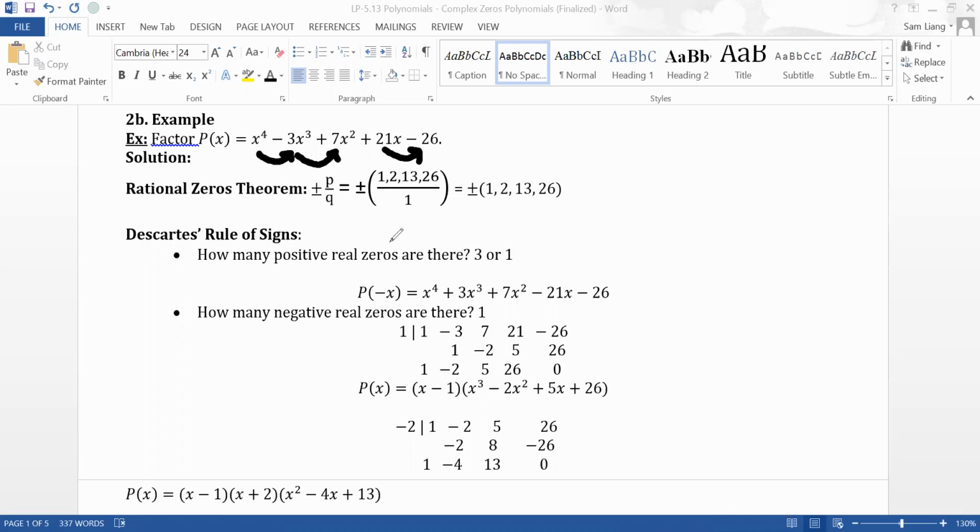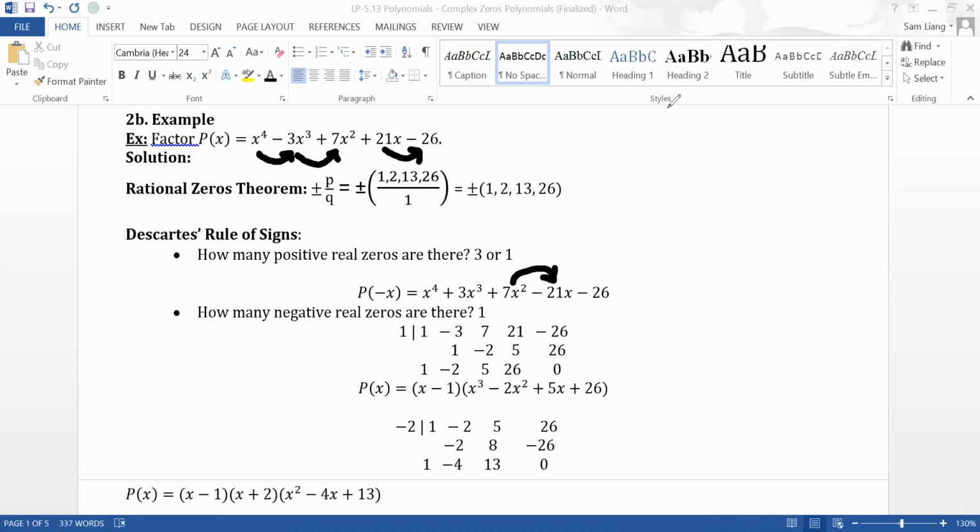Okay, and then for the negative real zeros, we need to do p of negative x. So p of negative x will be x to the fourth plus 3x cubed plus 7x squared minus 21x minus 26. And for that, we'll have one change in sign here. And yeah, that'll be it. And so we can conclude that there's going to be one negative real zero.